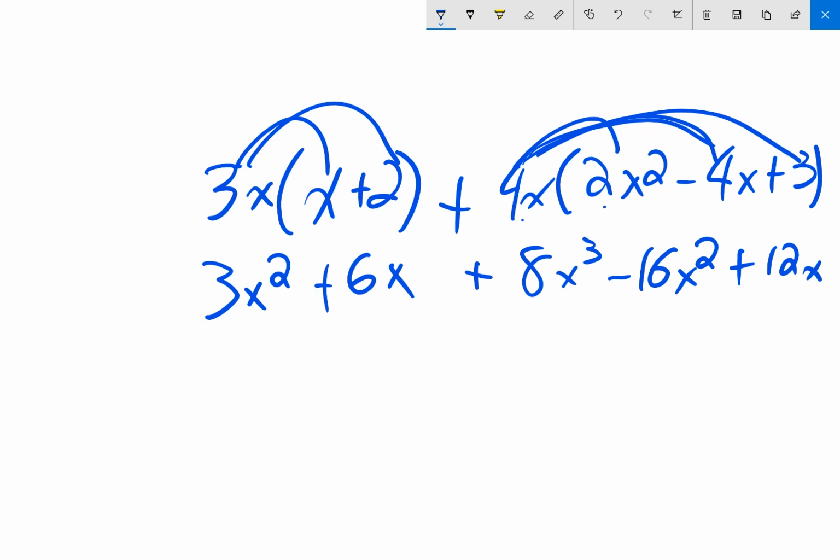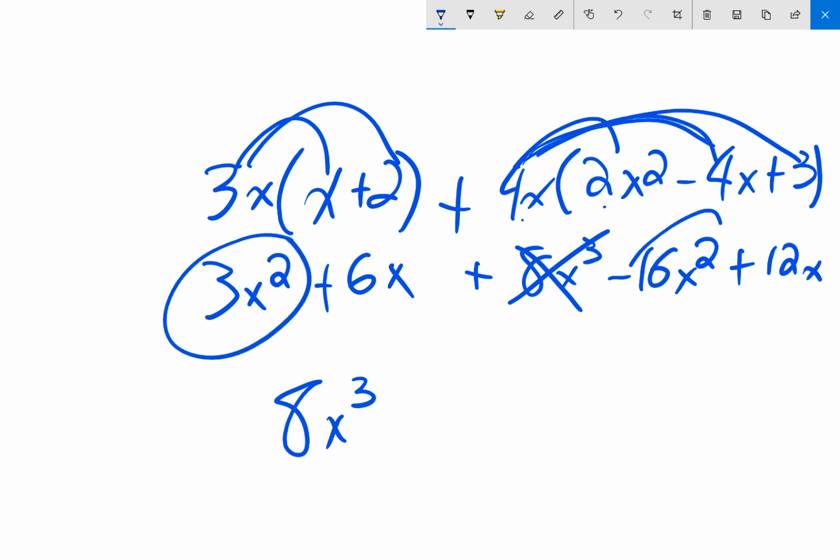So now all you're doing is just combining like terms. I'm going to start from the biggest exponent and work our way down. The biggest exponent I see is 8x to the third. I don't see any other 8x to the thirds or any other x to the thirds. So that's going to be brought down as part of my answer. So I've taken care of that. Now let's look for x squareds.